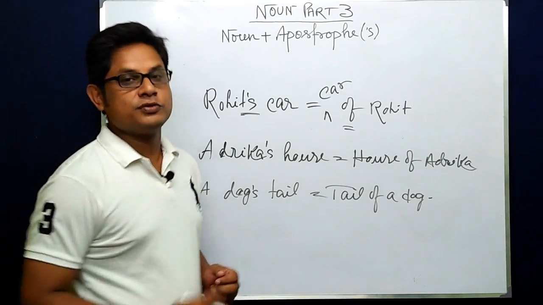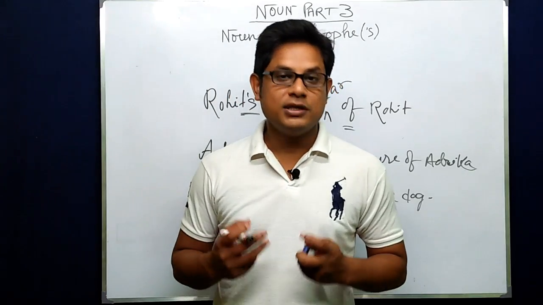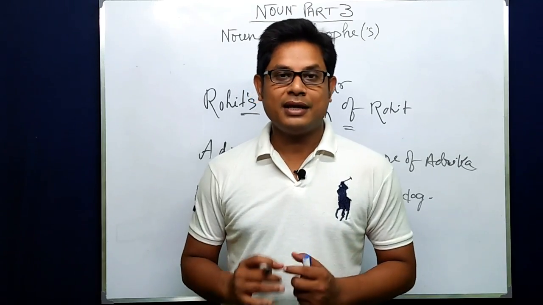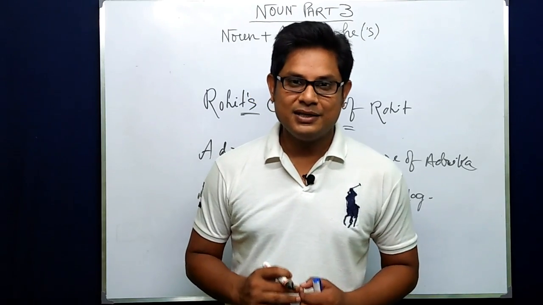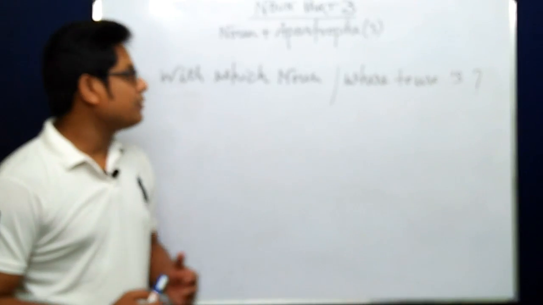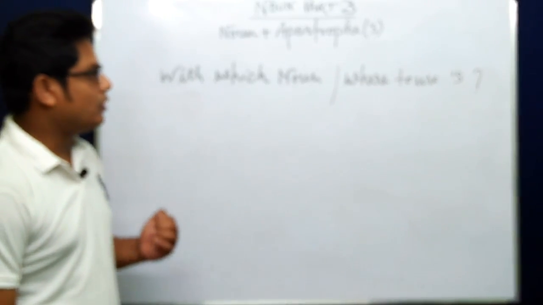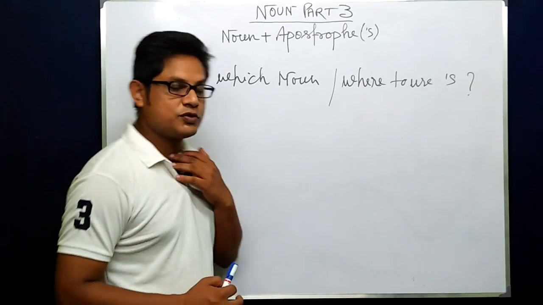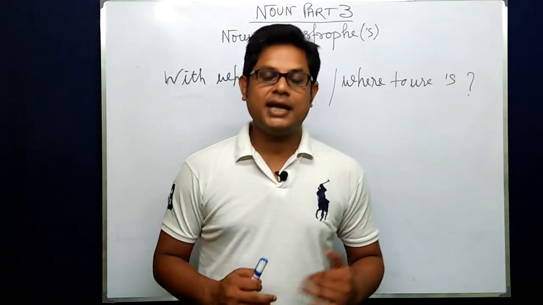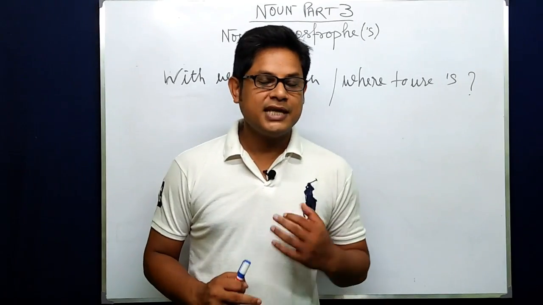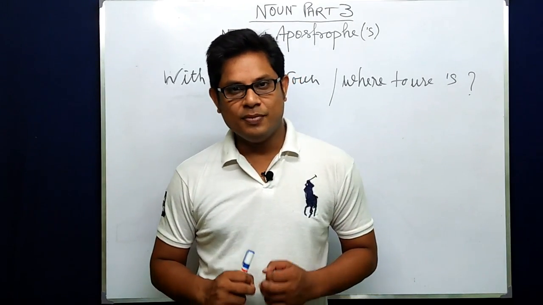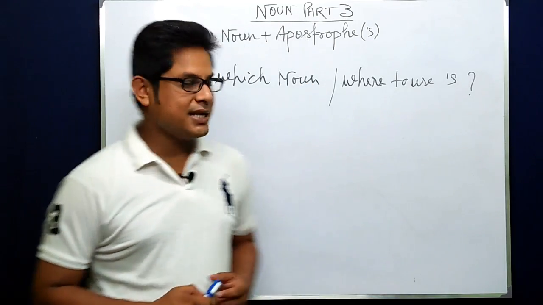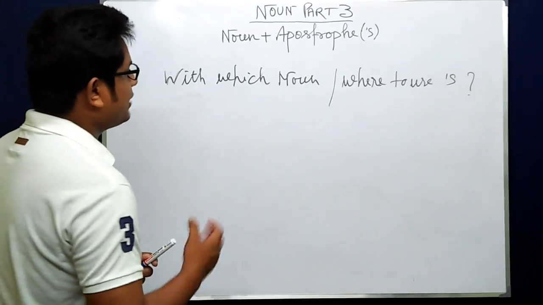Now you have to know where we have to use this apostrophe s, or which nouns you can add an apostrophe along with. So we know that apostrophe s can be added to a noun, but can we add apostrophe s in the same way to each and every noun? No, there are some rules, correct? And that's the thing that you have to know. So let me tell you where you can use them.